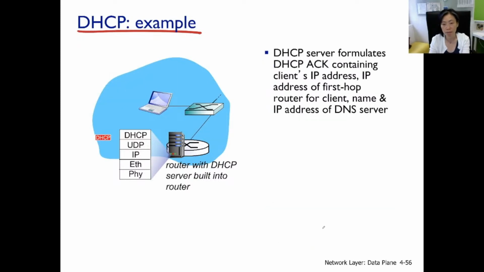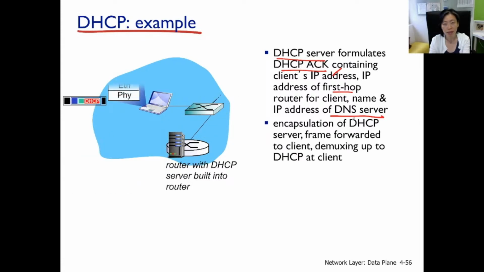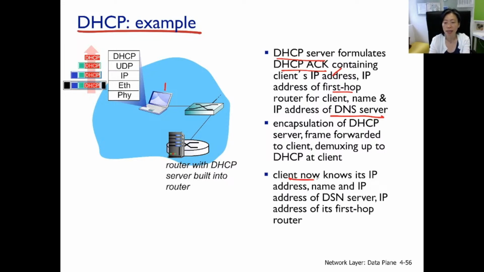DHCP. Now, the server will generate the ACK message containing the IP address of the first hop and the IP addresses of the DNS servers, and so on. The process is very similar: encapsulate to UDP, encapsulate to IP, Ethernet, and the destination address is broadcast. The host here, although not having a specific IP address, is going to pick it up. So the client now knows the IP address of itself, the name and IP address of the DNS server, and the first hop, as well as what?